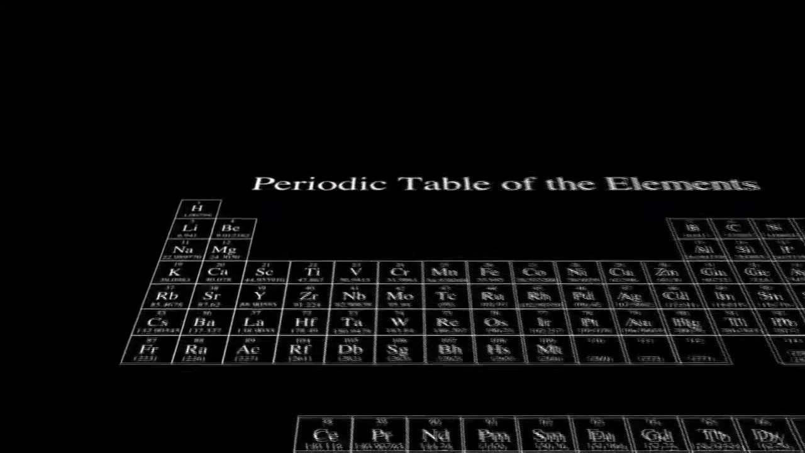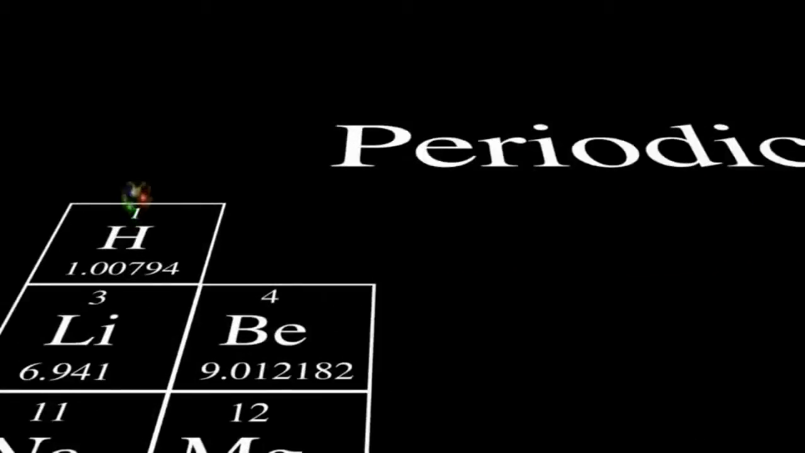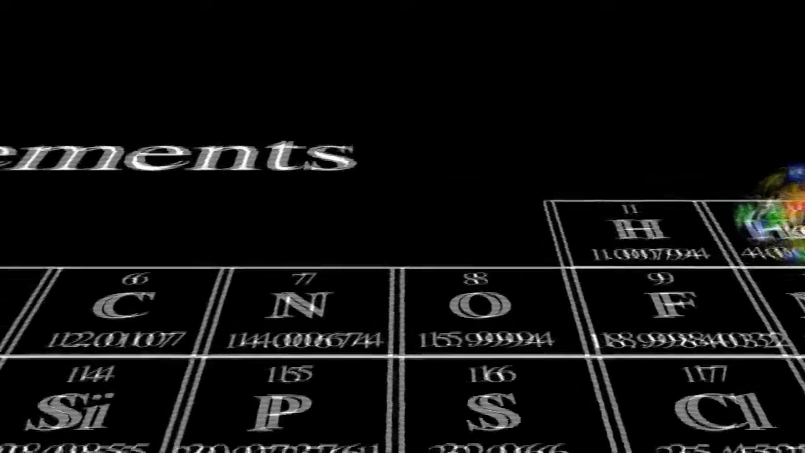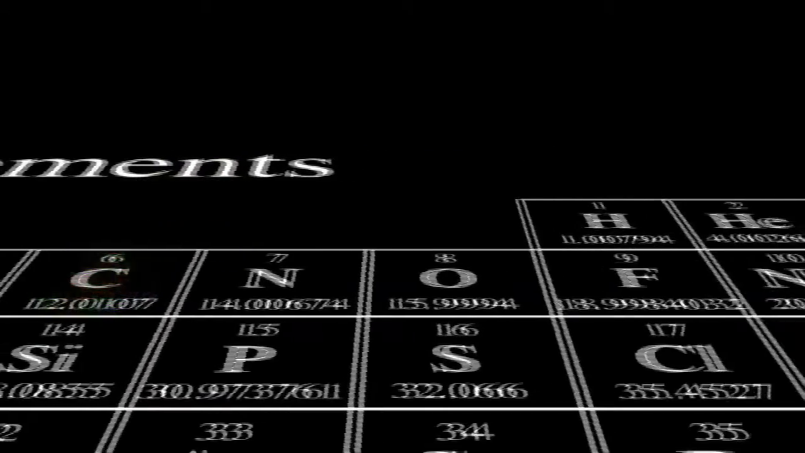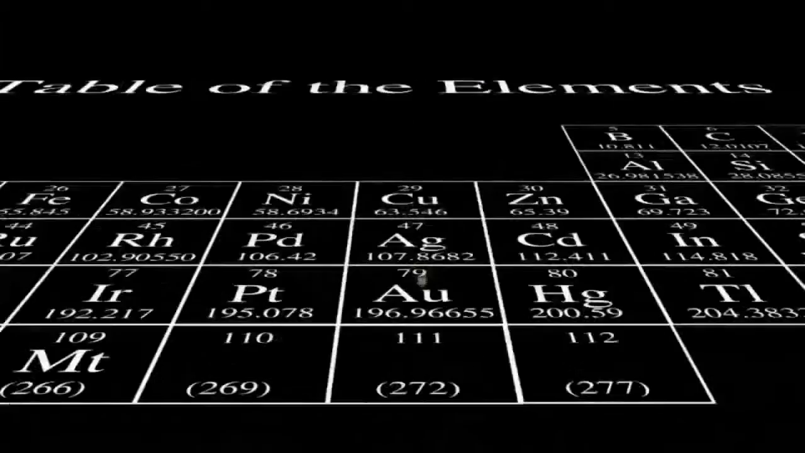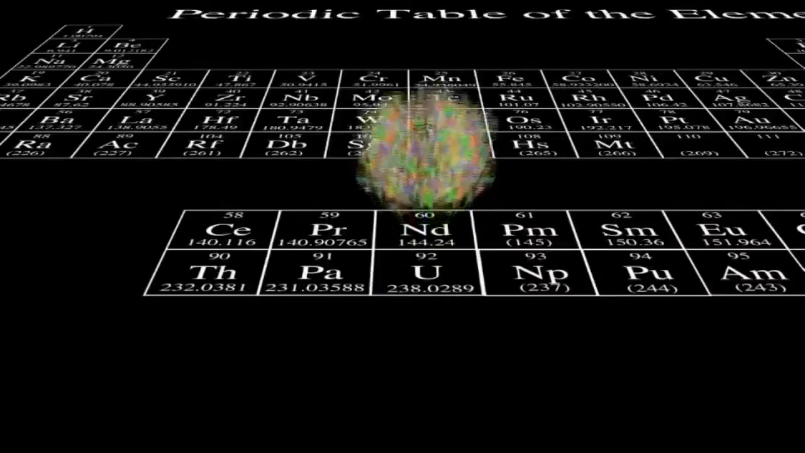These protons and neutrons can then combine to form the nucleus of each element in the periodic table. 1 proton in the nucleus makes hydrogen. Two form helium. 6 carbon. 8 oxygen. 79 is gold. And 92 uranium.